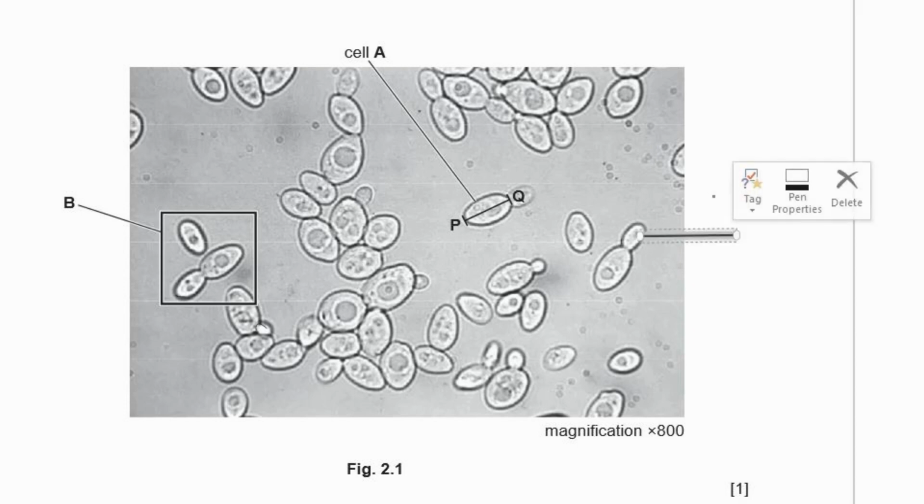And remember, that's a straight line with a ruler. There is no arrowhead at the end. You just put it towards the actual structure. Okay, so this is the bud, the smaller bit coming off of the bigger bit.